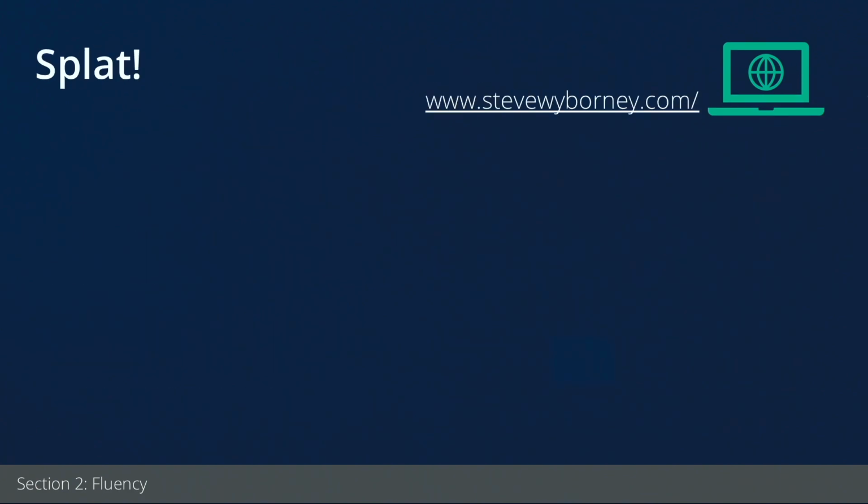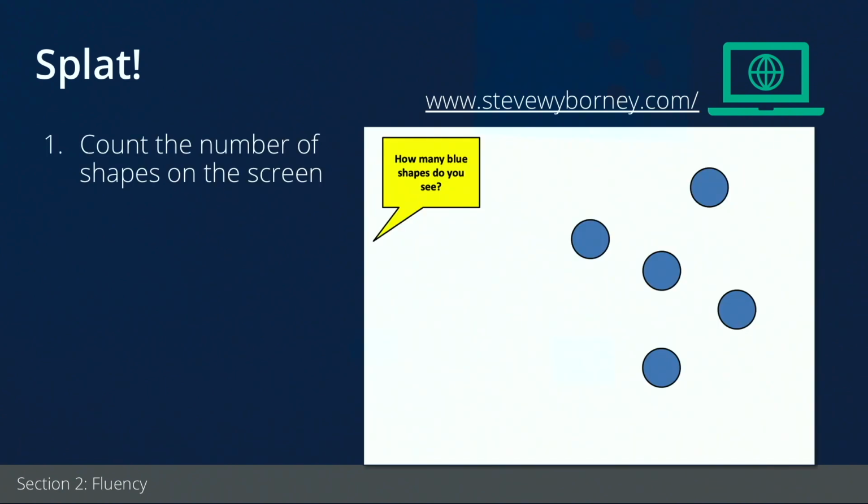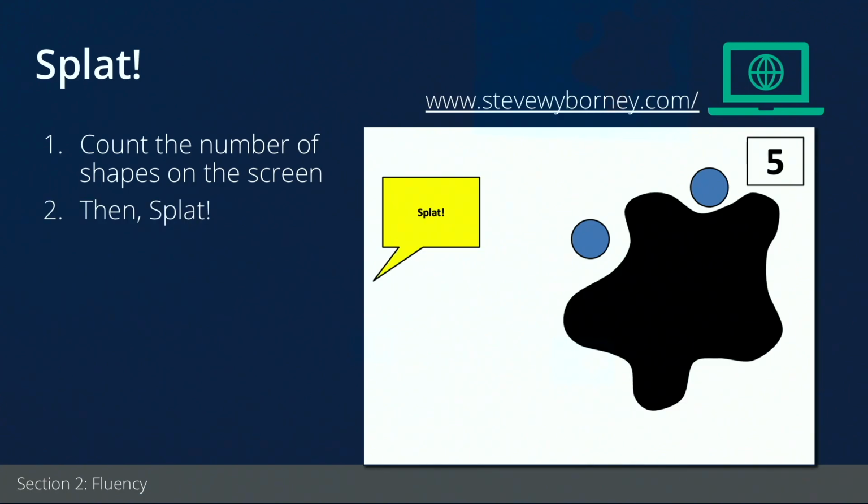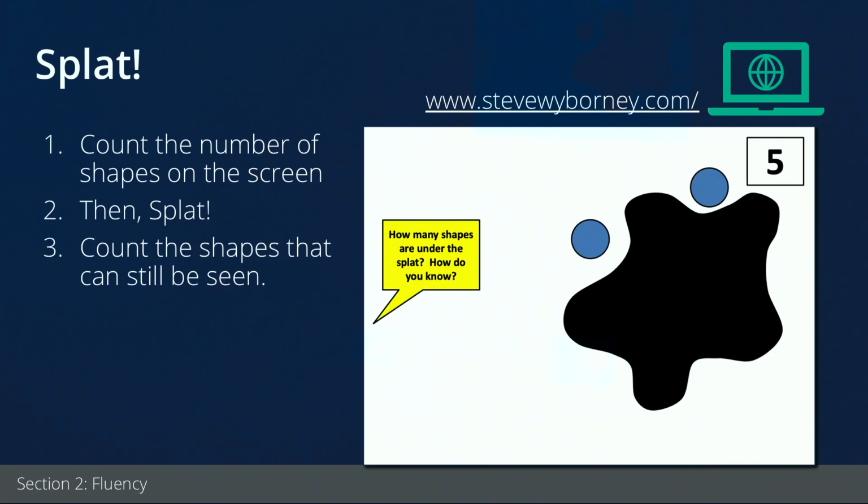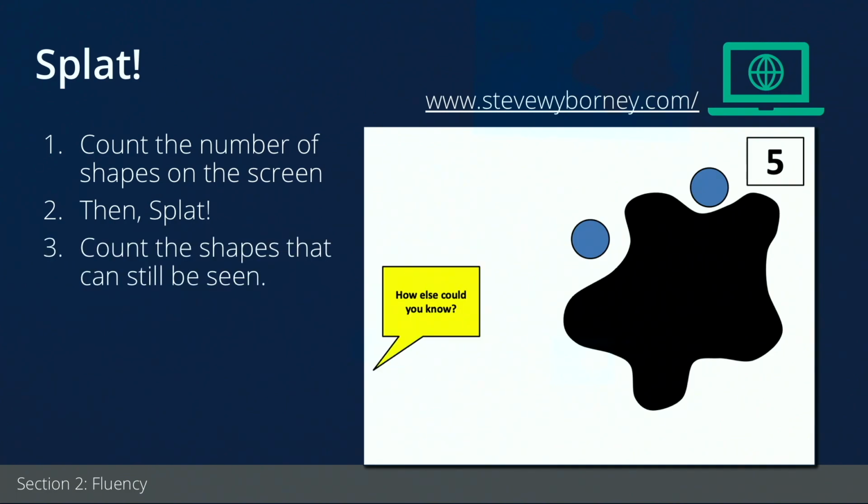Another thing that you might want to ask students to do is play splat. Here, students look at a certain number of dots and they count the number of dots. In this example, it's 1, 2, 3, 4, 5. There are 5 dots or 5 shapes. Then splat. Uh-oh, something happened to cover some of those shapes. So then students have to figure out, well, how many shapes are under that splat? And how do you know?